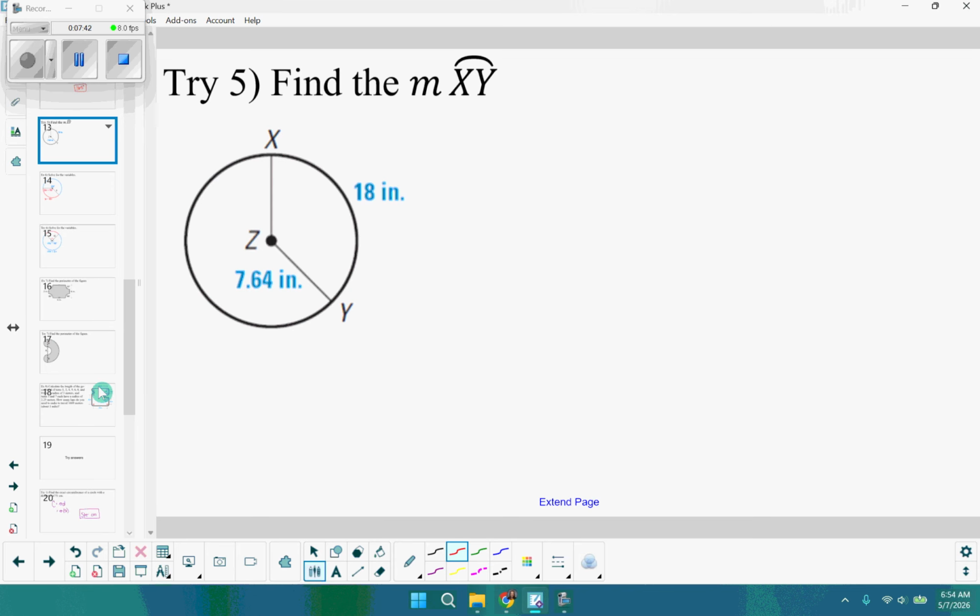So here's one for you to try. You can pause. Answers are posted on the blank notes.